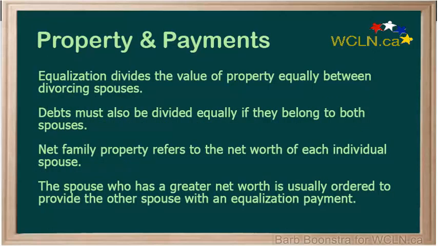Equalization divides the value of property equally between divorcing spouses. Debts must also be divided equally if they belong to both spouses. Net family property refers to the net worth of each of the individual spouses. The spouse who has the greater net worth is usually ordered to provide the other spouse with an equalization payment.